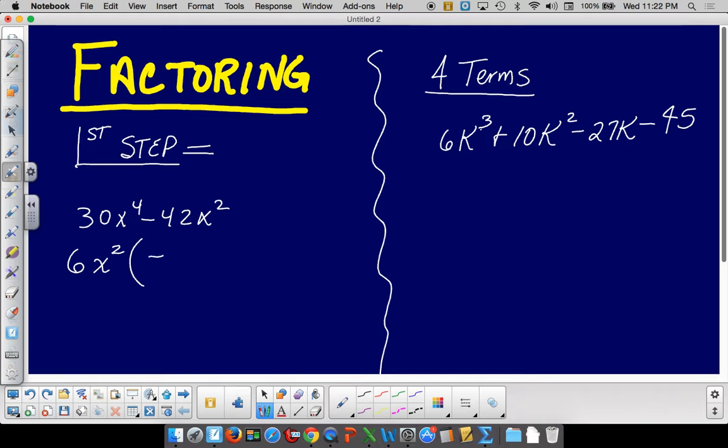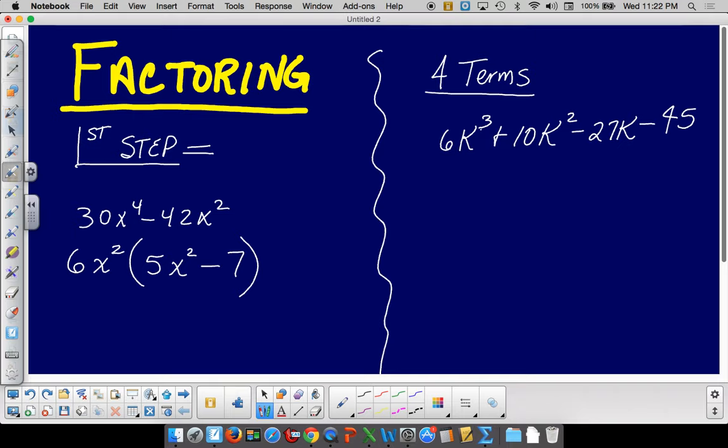Now once I pull that out, what will be left? We'll take 6 out of 30, you got 5. Take x squared out of x to the fourth, and you have an x squared left. Over here, 6 comes out of 42 and leaves us with 7, and the entire x squared would be gone. Now you look at it, you may be done, but maybe what you have left in that quantity is factorable. In this case, a 5 and a 7, not too likely. So in this case, we would have to leave that one right there. But looking for common factors is always a crucial thing to do.